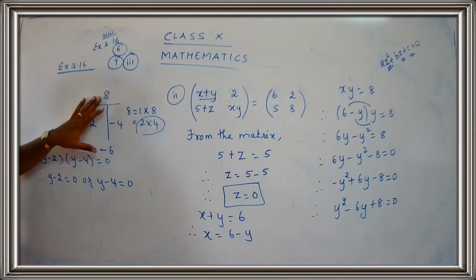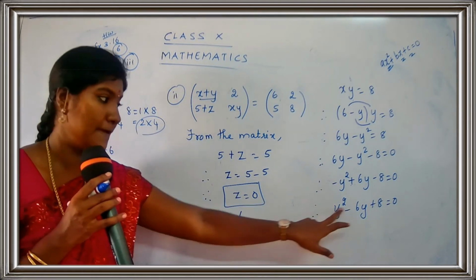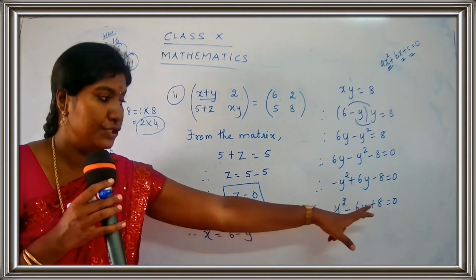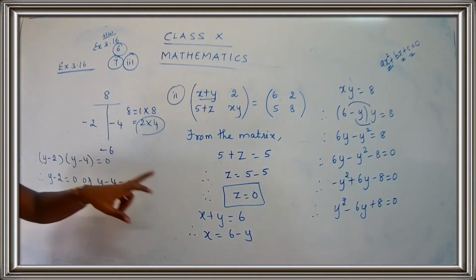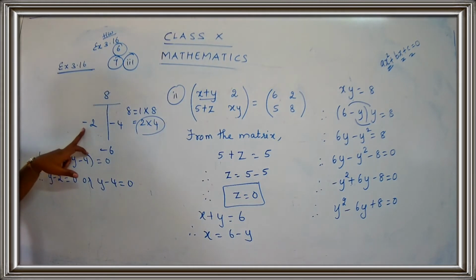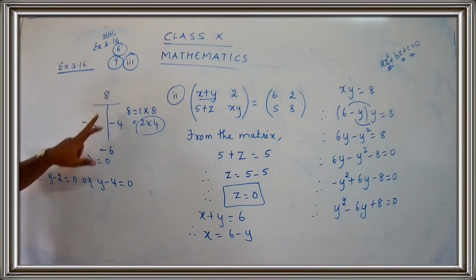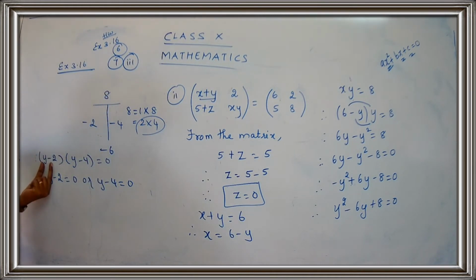So 8 was the number. That is how you get 8, multiplying the coefficient of the first term and the constant term. So 1 into 8 is 8. And what is the coefficient of the middle term? It's minus 6. So you get minus 2, minus 4. Minus 2 into minus 4 is plus 8. Minus 2 minus 4 is minus 6. So use the variable y: y minus 2, y minus 4 is equal to 0.